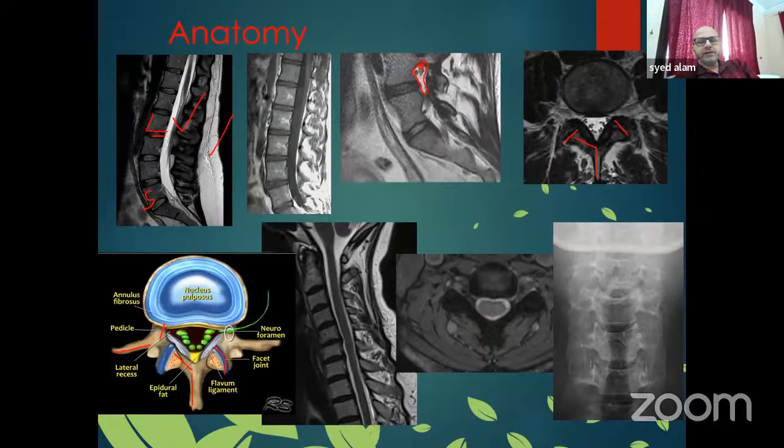Cervical and lumbar are almost the same thing. Only thing here in cervical, there's one extra joint, which is the uncinate process, uncovertebral joint. That causes osteoarthritis in this area. This is the uncinate process and the uncovertebral joint. This is the cervical spine, again, where there is a spinal cord and there are ventral and dorsal roots, and this is the neural foramen. And this is the spinal cord.